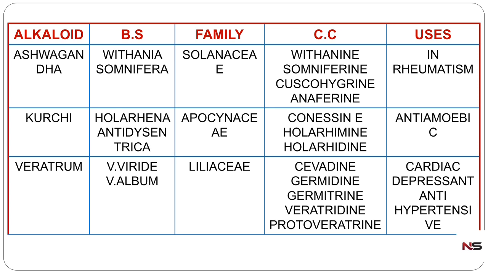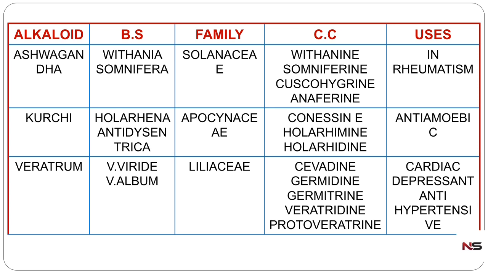The next drug, kurchi. The biological source is Holarrhena antidysenterica. Holarrhena antidysenterica belongs to the family Apocynaceae. The chemical constituents are conessine, holarrhimine, and holarridine. They are used as an anti-amoebic drug.